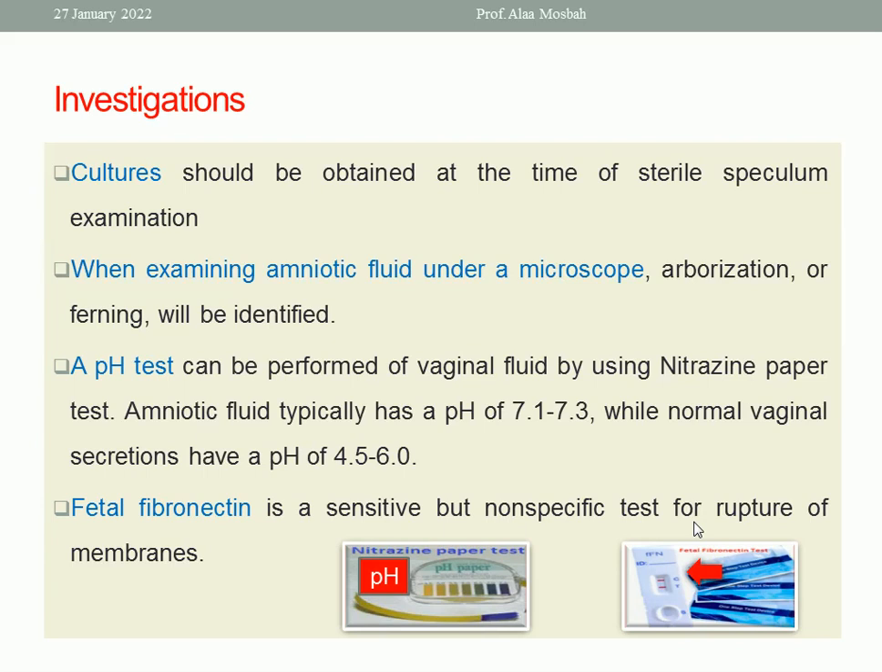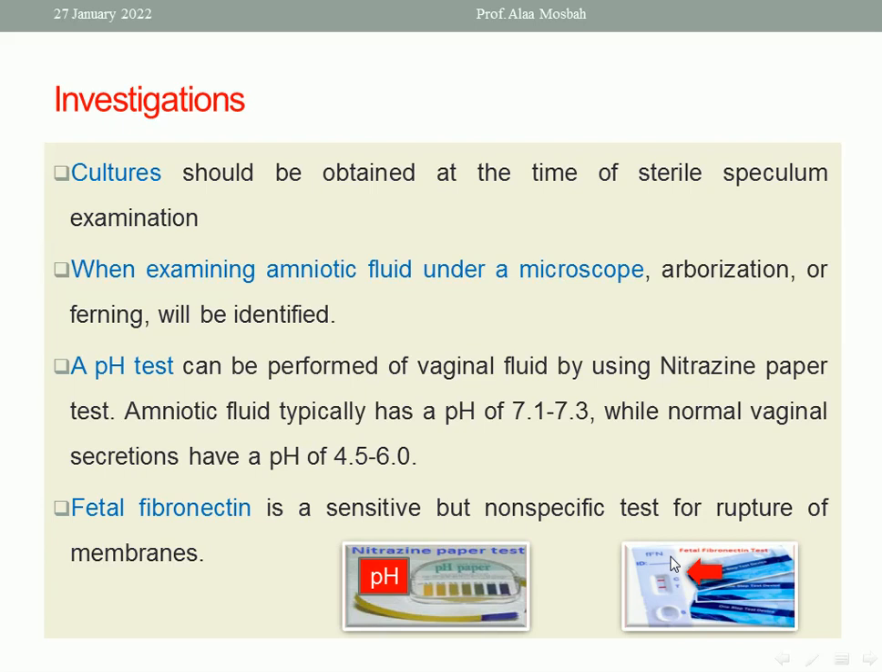Fetal fibronectin detection is another test for PROM. It is sensitive but not a specific test for rupture of membrane. As you see in this picture, this is testing for fetal fibronectin. Two lines denote positive, one for control and one for the test, simulating that of a pregnancy test, but here we are testing for fetal fibronectin. So two lines denote a positive test. It is sensitive, yes, but not specific.